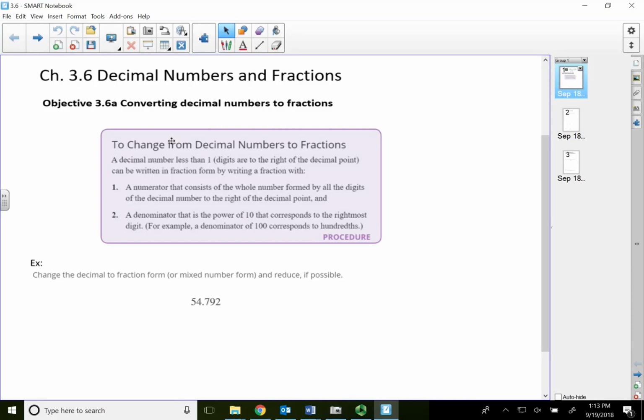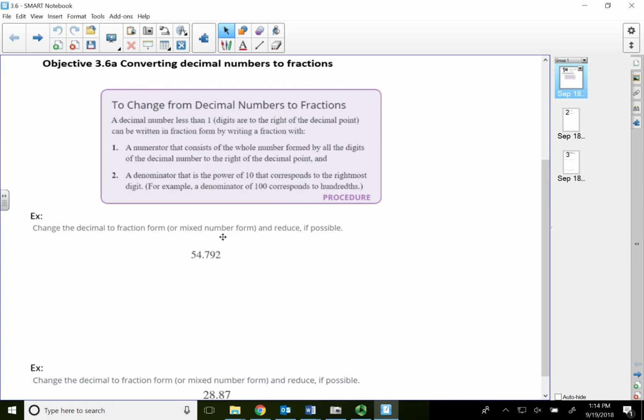So to change from decimal to fraction, a decimal number less than 1, with digits to the right of the decimal point, can be written in fraction form by writing a fraction with a numerator that consists of the whole number formed by all digits of the decimal number to the right of the decimal point, and a denominator that is the power of 10. I kind of showed y'all this in module 3.1.